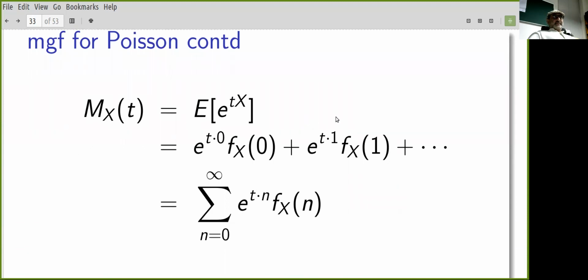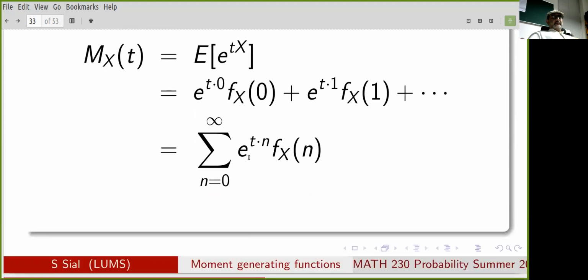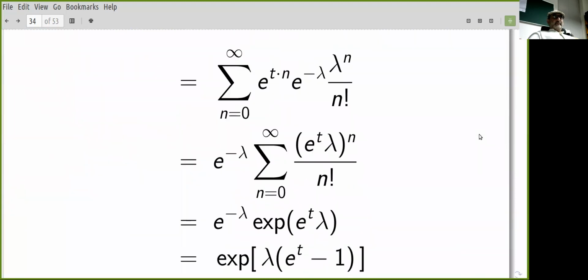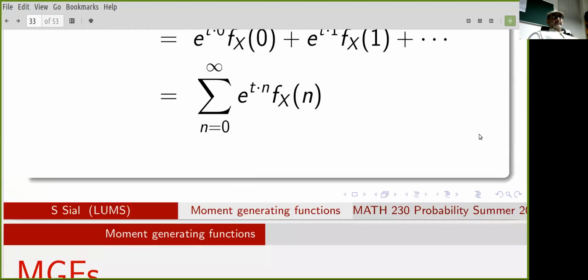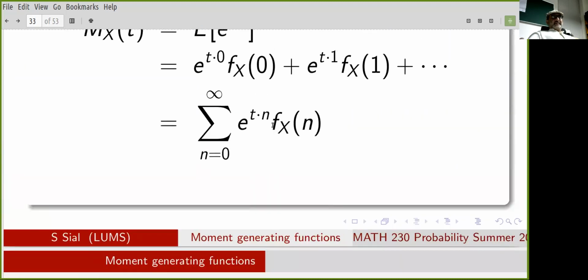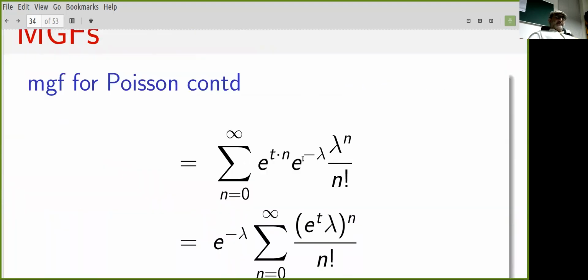And so what's the moment generating function? It's the expectation of e to the tx. So e to the tx is e to the t times 0 times the probability of 0, plus e to the t times 1 times the probability that x equals 1, plus e to the t times 2 times the probability that x equals 2, and so on. That's the summation n equals 0 to infinity of e to the t times n, f sub x of n. Now, what's this f sub x? This is the PMF for the Poisson random variable: e to the negative lambda, lambda to the n over n factorial. So this is the summation n equals 0 to infinity of e to the t times n, e to the negative lambda, lambda to the n over n factorial.